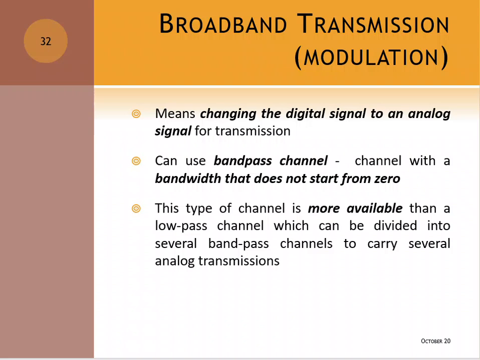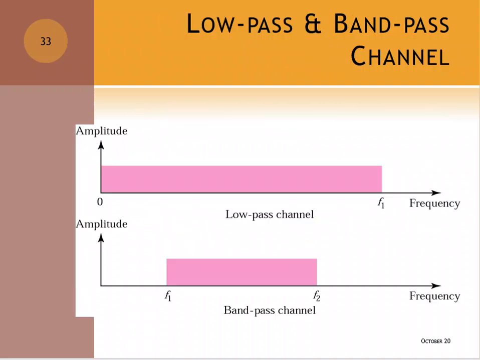That's why it is mentioned here, this type of channel, okay, refers to band pass channel, is more available than a low pass channel, which can be divided into several band pass channels to carry several analog transmission. Jadi, broadband transmission is more preferable because the band pass channel is more available. Of course, bila kita consider band pass channel, lebih mudah untuk kita cari band pass channel sebab dia can start with any frequency and ended with any frequency.